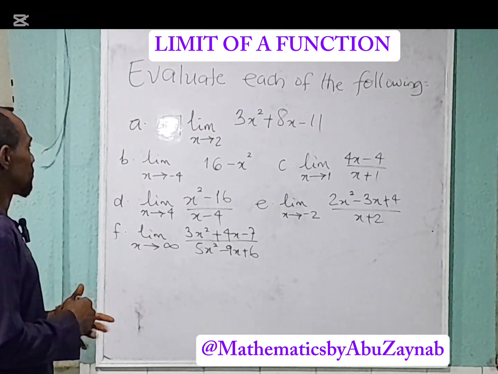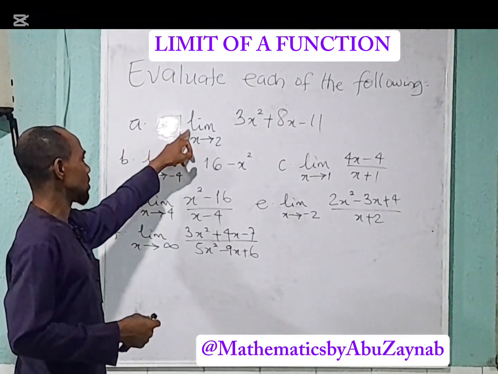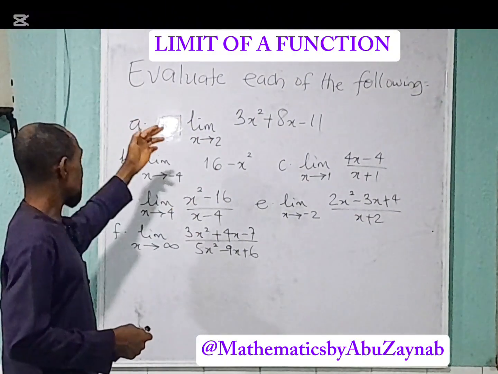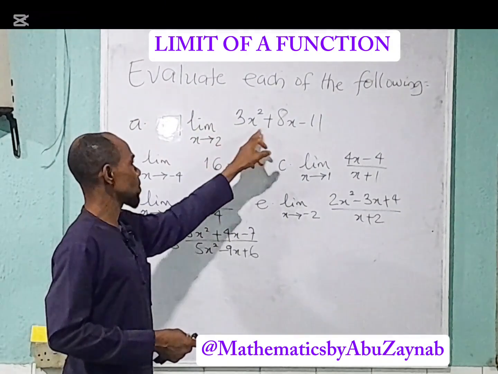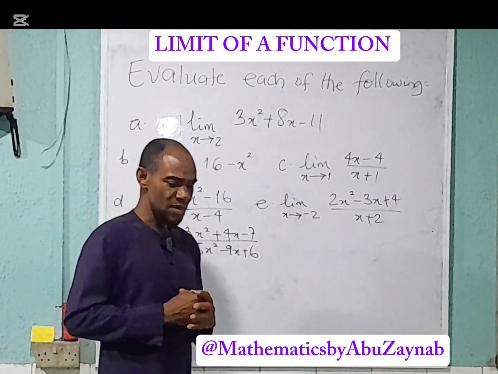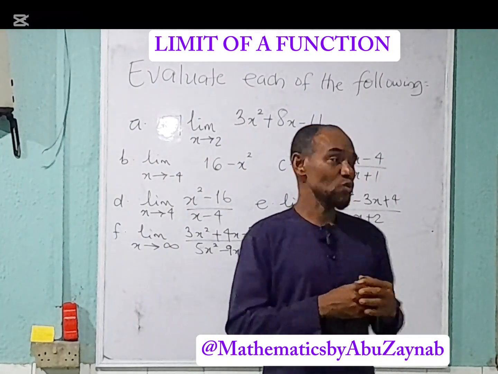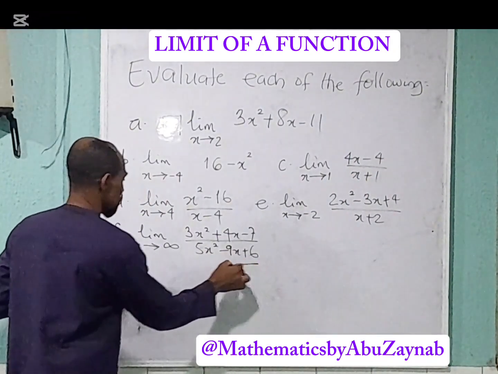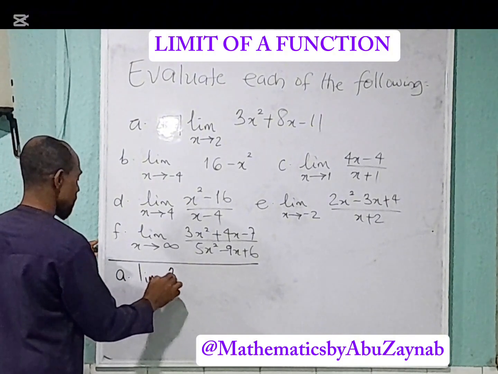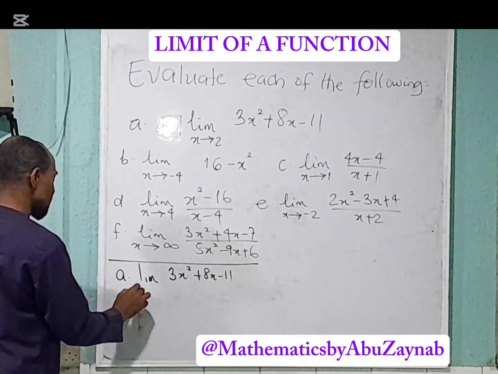Evaluate each of the following. These are all limits. So when you see a limit question, the giveaway is simply the word lim, limit. So you are given, for example, question 1, evaluate the limit of 3x squared plus 8x minus 11 as x tends to 2. What you do essentially in limit is to substitute the values given. And it's as simple as that. So without wasting time, let's go straight into the solutions. For the very first one, we are to evaluate limit of 3x squared plus 8x minus 11 as x tends to 2.